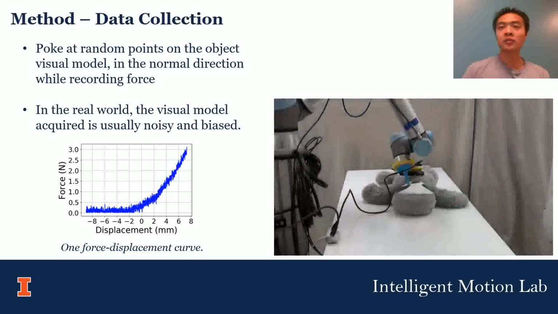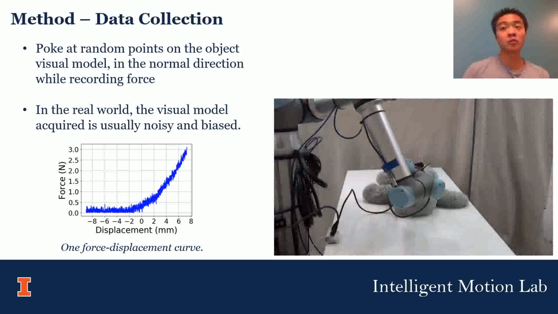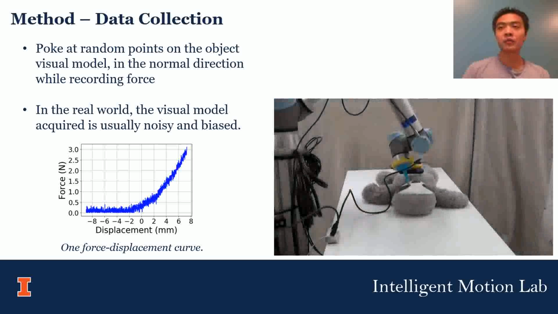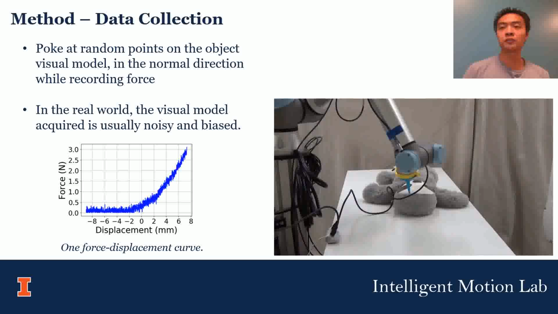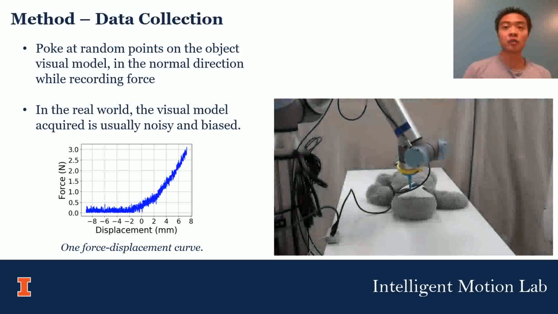The robot arm then pokes at a few random points on the object visual model in the normal direction while recording force in the normal direction. An example of the force displacement curve from one poke is shown. Note that the force is greater than 0 when displacement is 0, which shows the bias in the acquired visual model.